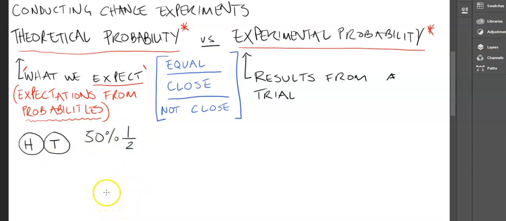And then I said to you, okay, if I were to flip this coin 10 times, so I flip this coin 10 times. If I were to flip it 10 times, based on theoretical probability, how many tails am I expecting? How many tails am I expecting?